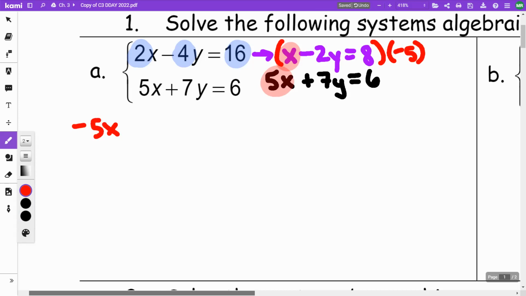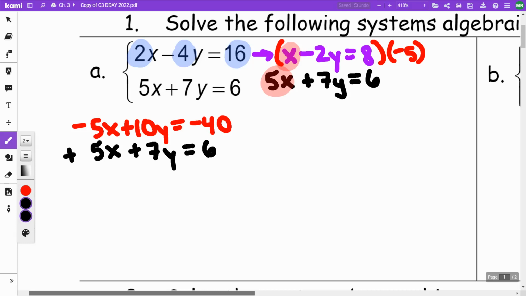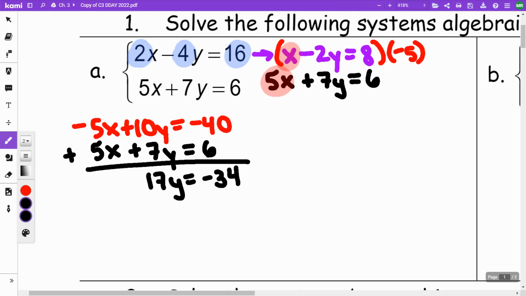So I'm going to get a -5x, a positive 10y, a -40. The second equation is 5x plus 7y is equal to 6. I'm going to add them. I get 17y is equal to -34. I divide by 17 and I get a -2. That is the y coordinate.